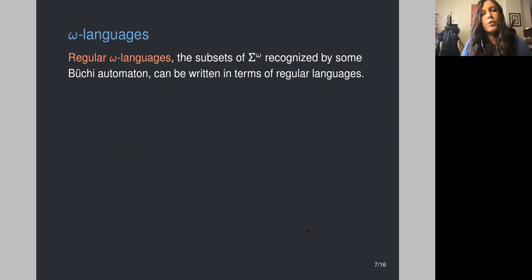Regular omega languages are subsets of sigma to omega. This is just the usual set theoretic notation. We're looking at maps from the ordinal omega to our alphabet sigma, so strings of length omega, where each element of the sequence is in sigma. These regular omega languages, those recognized by some Buchi automaton, can be written in terms of just regular languages, the ones I introduced before.